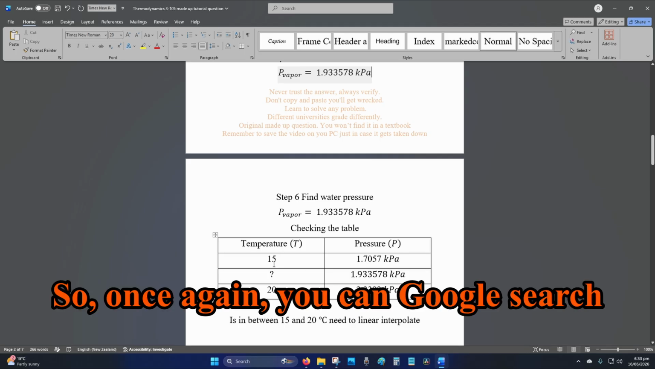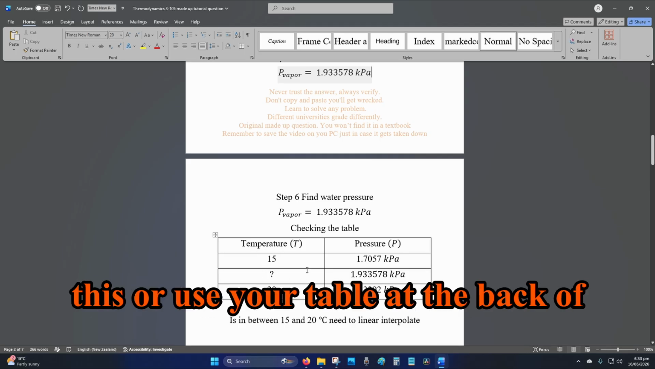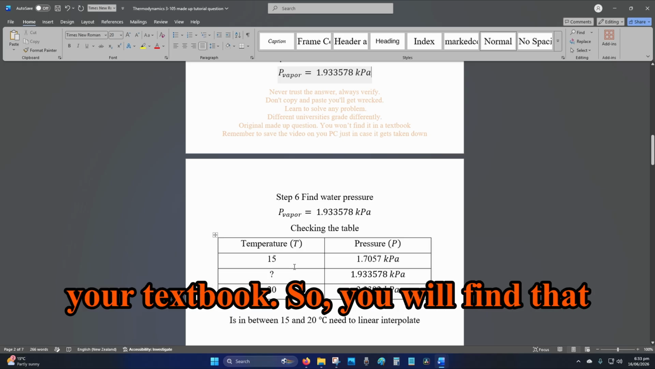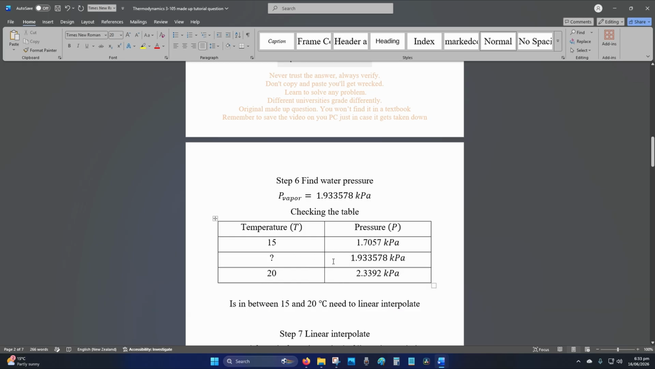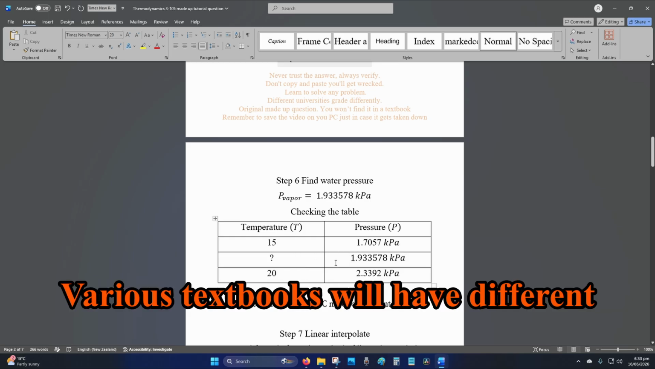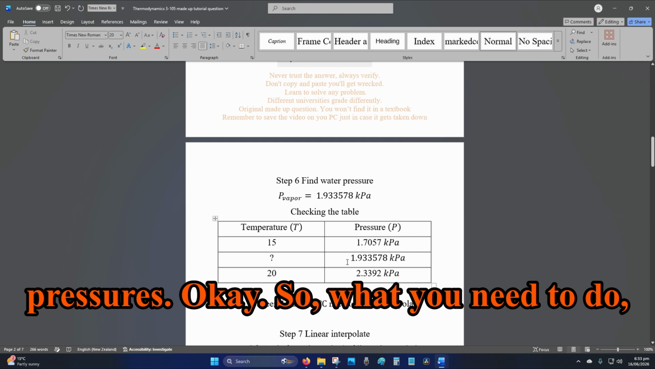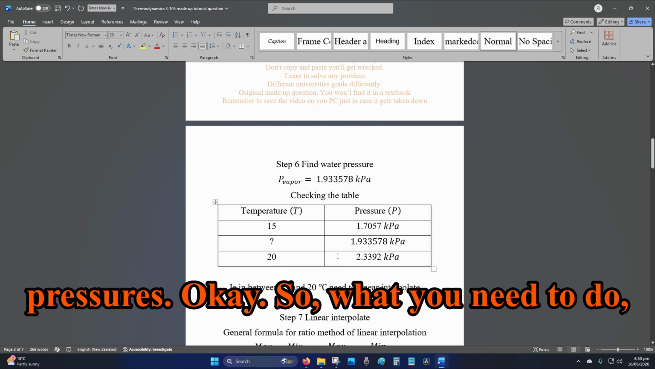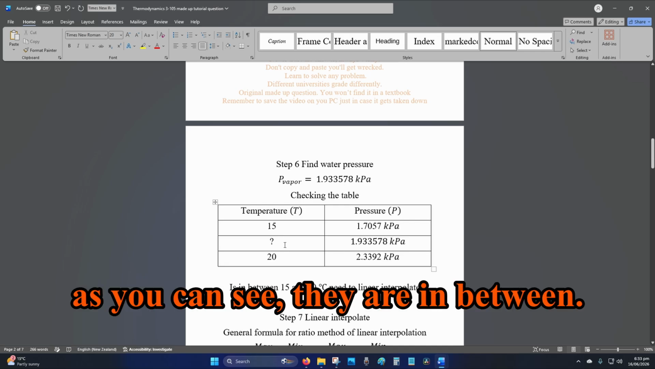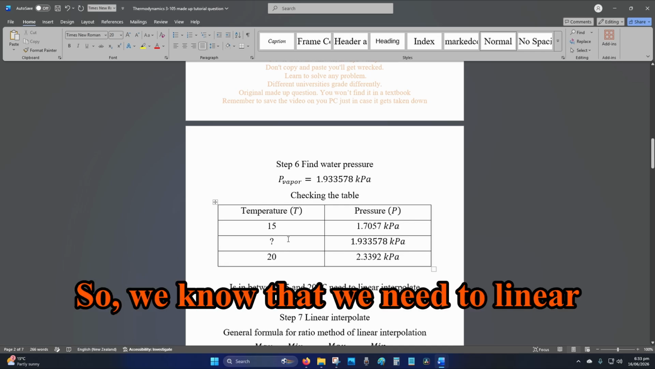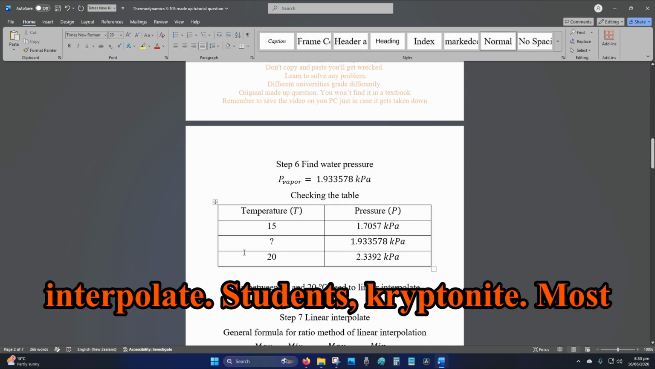So, once again, you can Google search this, or use your table at the back of your textbook. So you will find that it's in between these two, approximately. Various textbooks will have different pressures. Okay, so what you need to do, as you can see, they are in between. So we know that we need to linear interpolate.